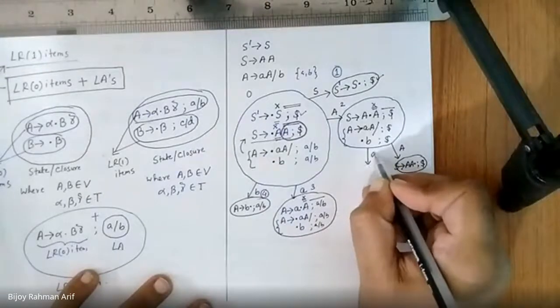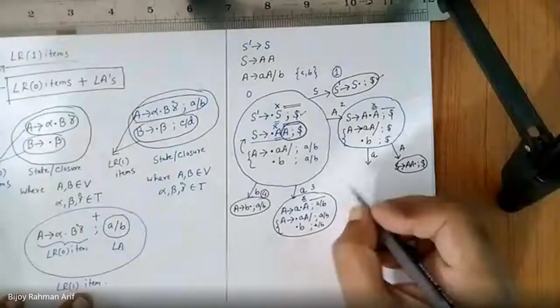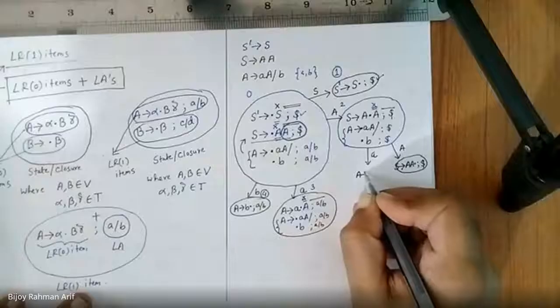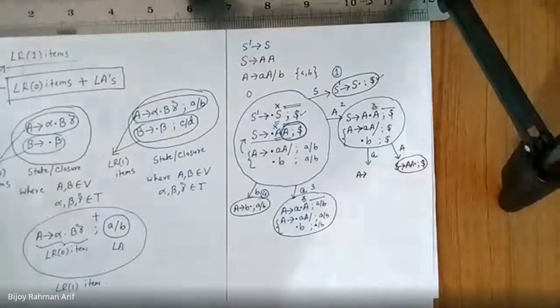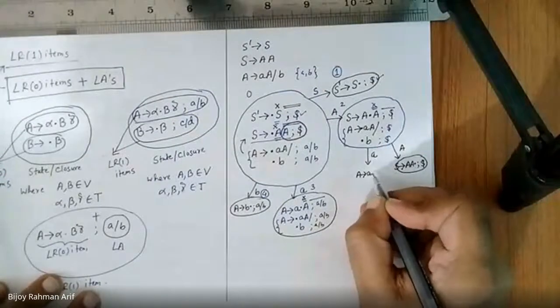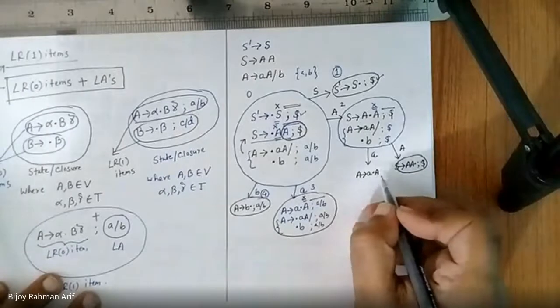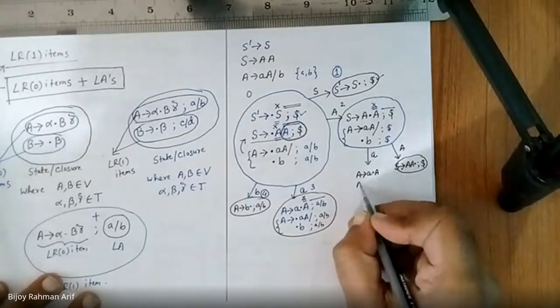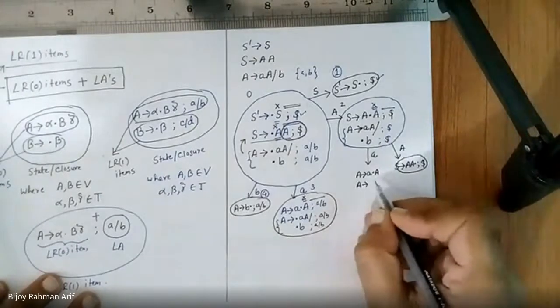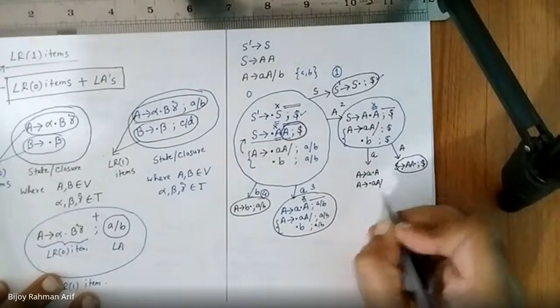Now shift on small a. What do you get? State 3. You get A derives small a dot A. Oh wait, there is a catch. A derives small a dot A, then again, just after closure, there is an A. So you have to add all the productions starting with A: small a, or dot B.